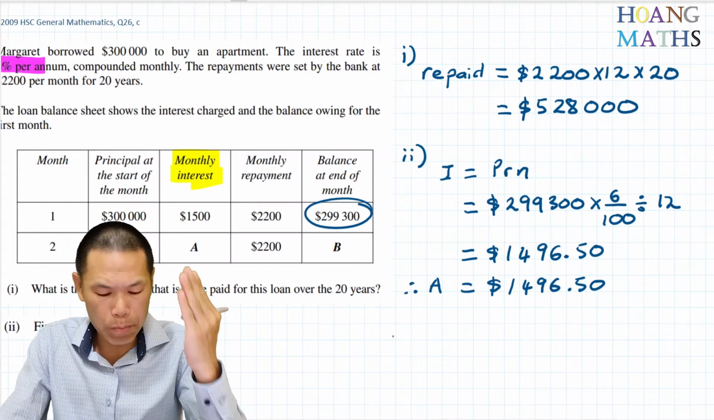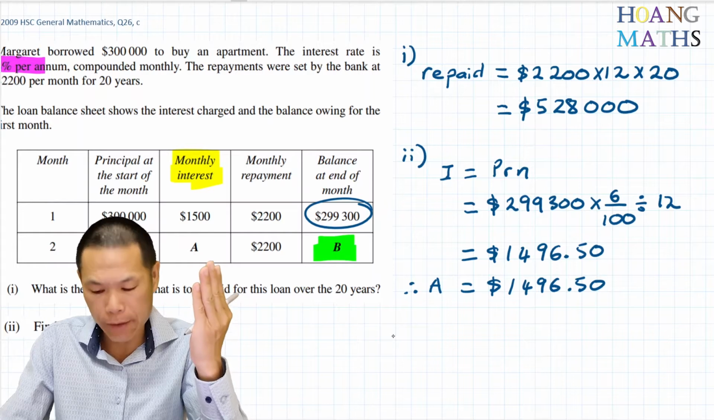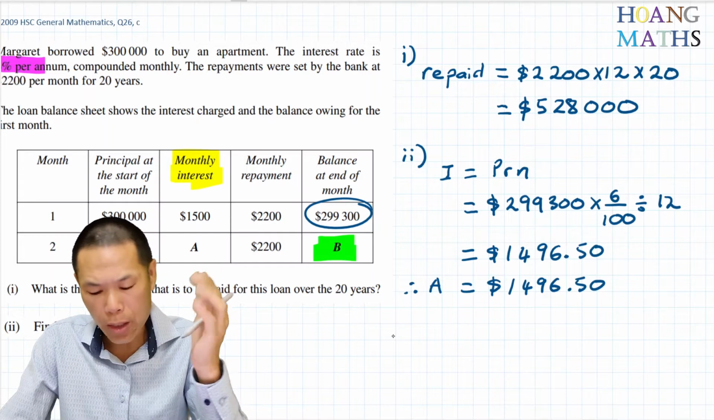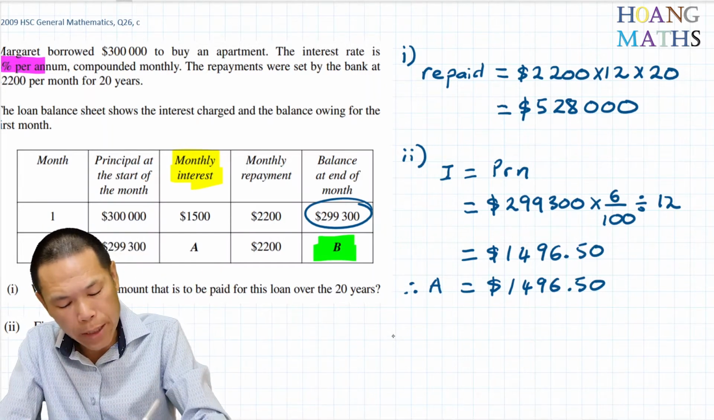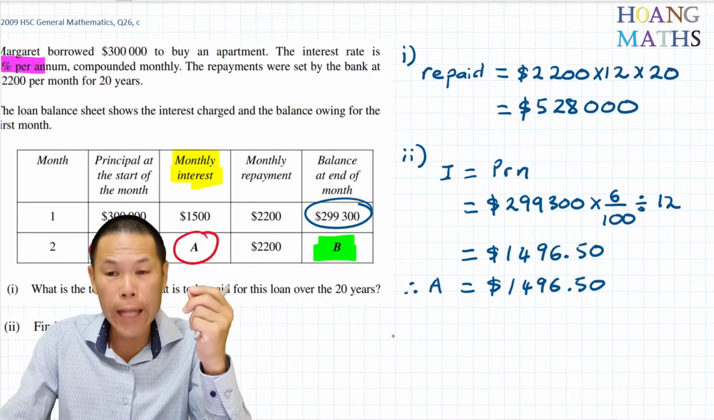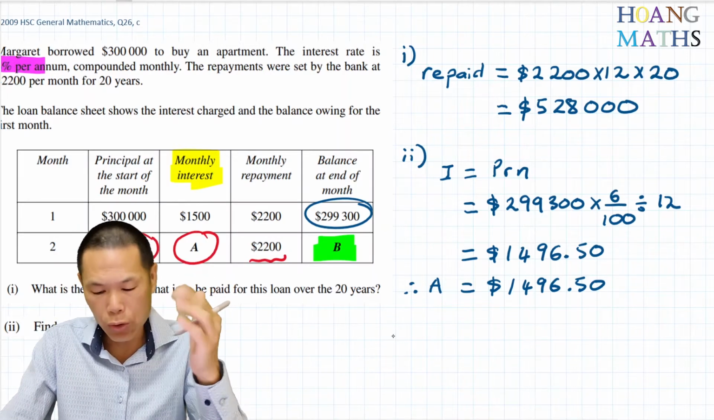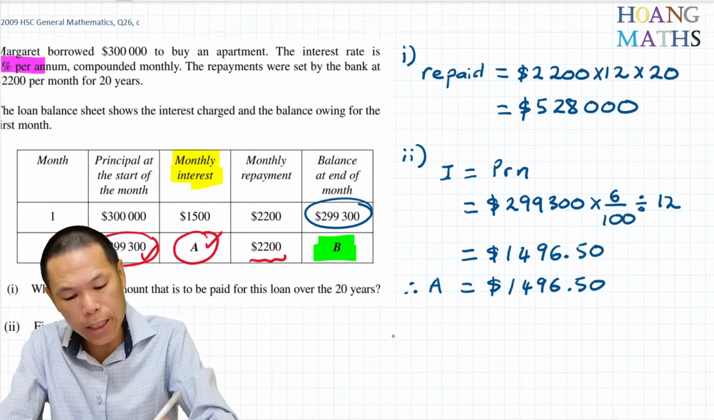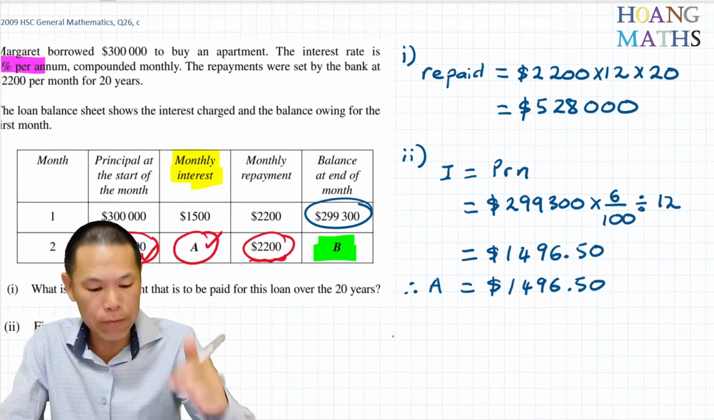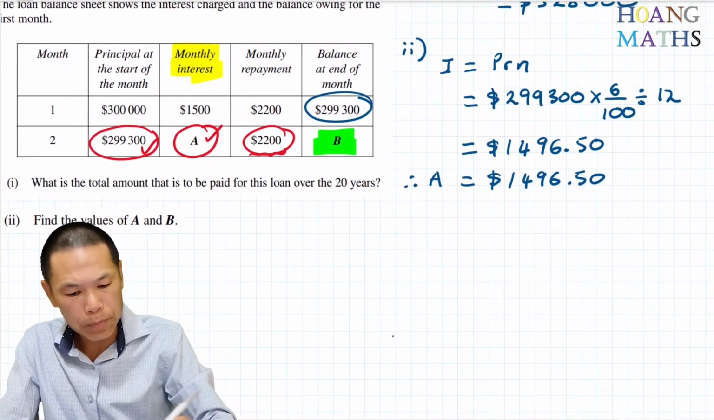Now to work out B, the value of B is the final balance at the end of the second month. To work out the balance that Margaret owes at the end of the second month, she needs to pay the interest plus the amount of money she owed at the beginning of the month. And then she paid back $2,200, so we subtract that amount. So we use this amount, add the interest, and then minus this amount. That will give her the balance at the end of the second month, which is the value of B. Let me just move this up.